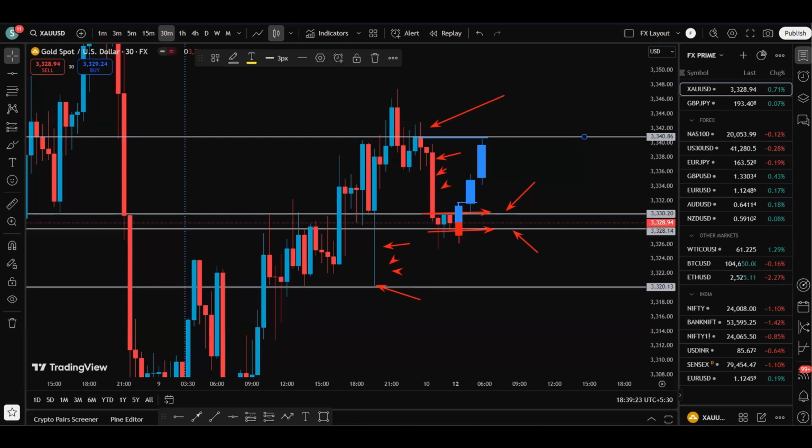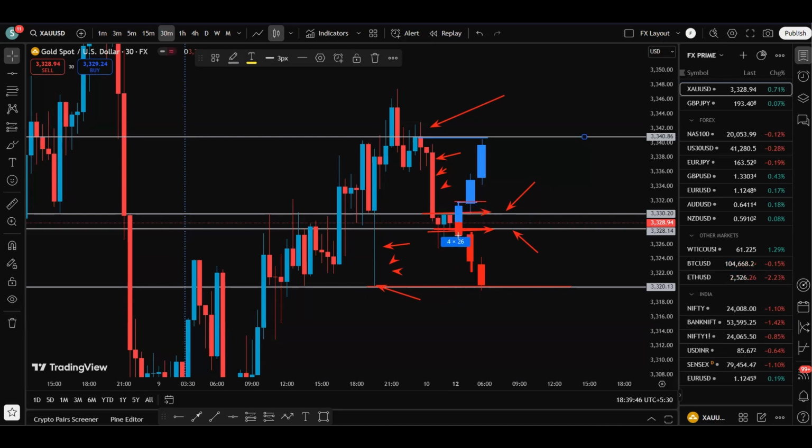Once we get a candle close below the support, that will indicate that this support has been broken, and now there is a very high probability for the price to go to the next support. And where is the next support? This one is going to be our next support. So you can anticipate the price to go down. Same scenario here as we did on the upside.